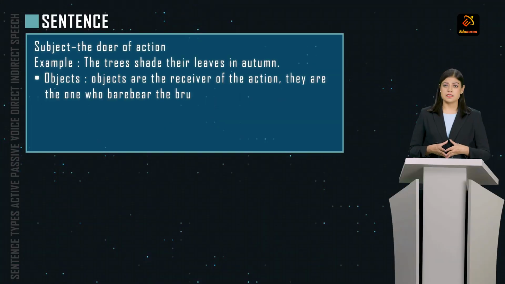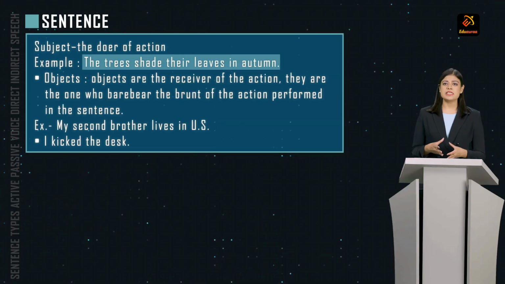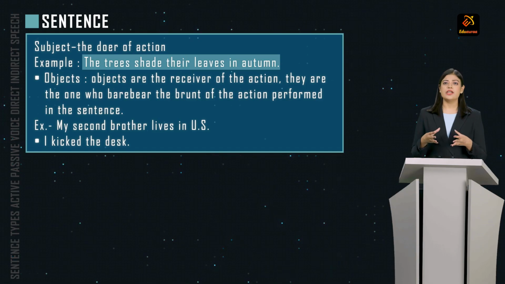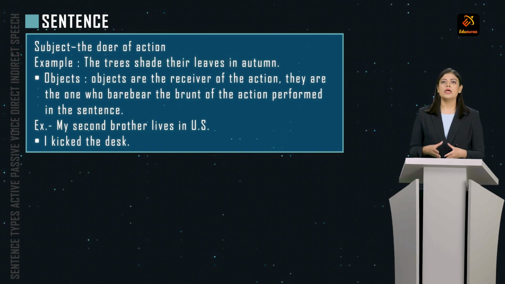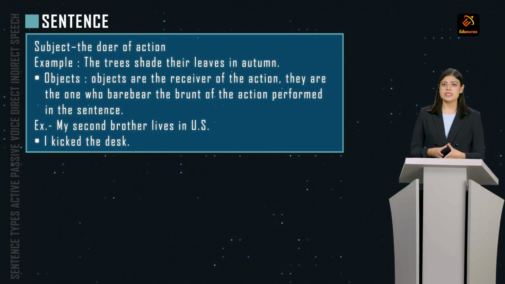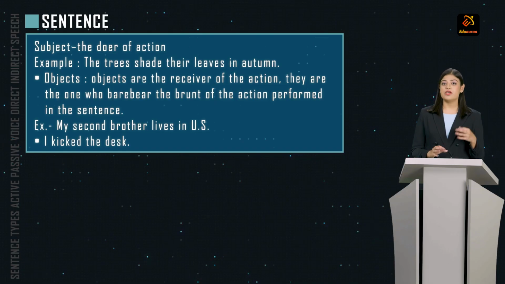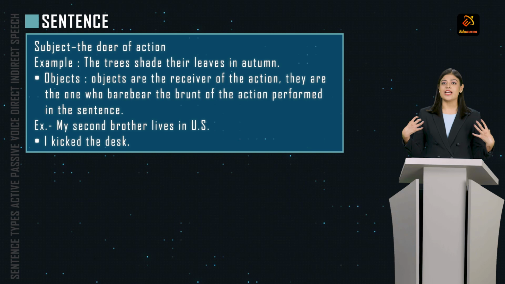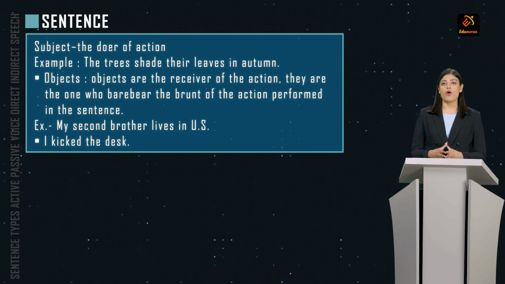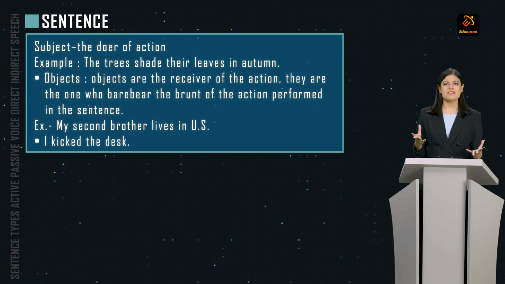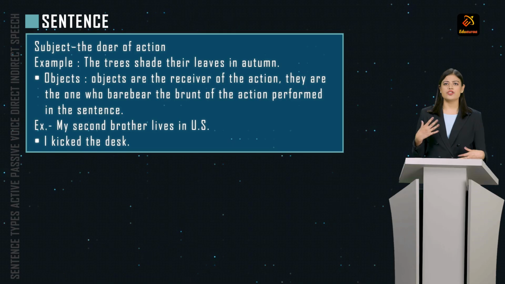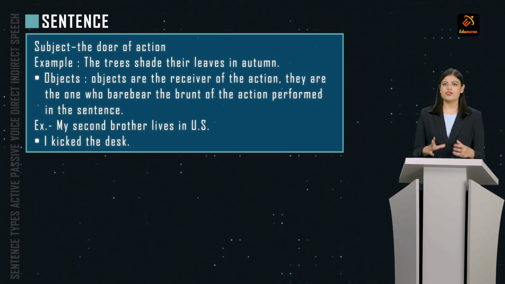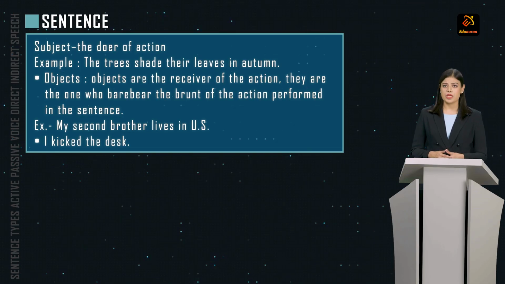Let's take another sentence. The trees shed their leaves in autumn. The subject in the sentence is trees. Trees are living things, but they're not humans, but they're still performing the action of shedding their leaves during autumn. There's nobody else in the sentence who could perform the action of shedding. So trees is your subject.